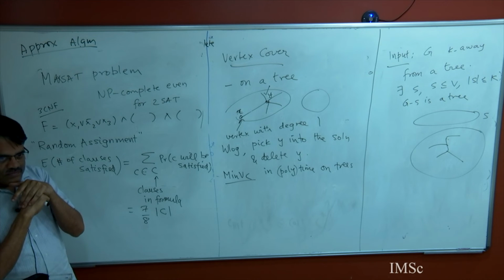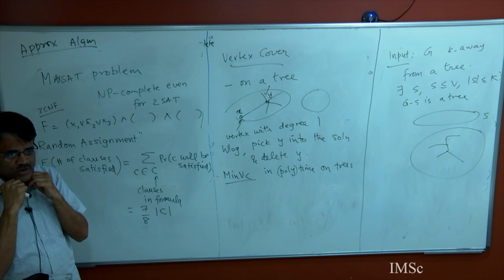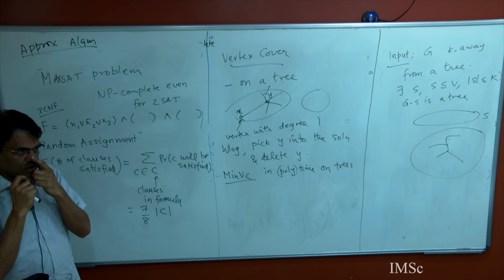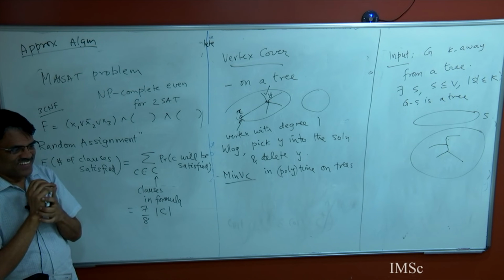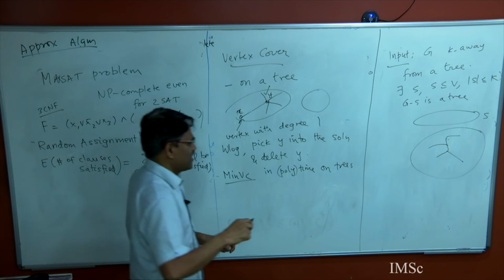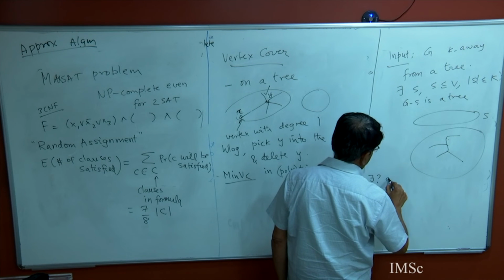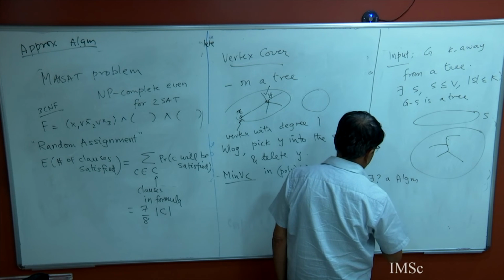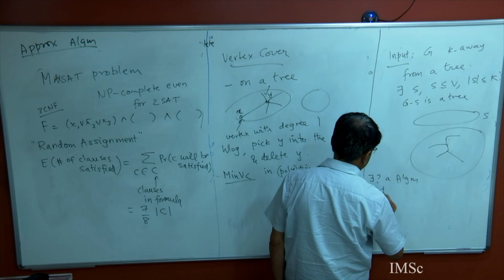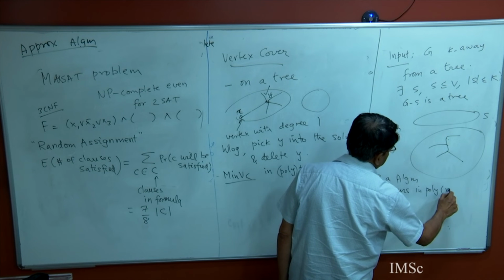Why should I take those k vertices into the solution? It may or may not be the optimum. Okay, so first question is, does there exist an algorithm that runs in poly in n comma k?